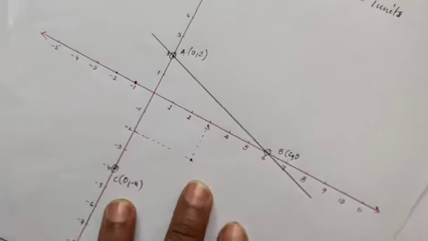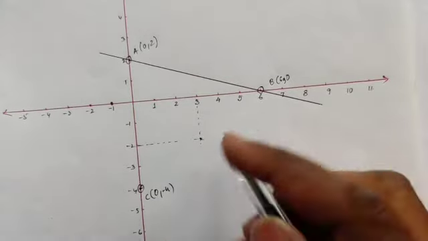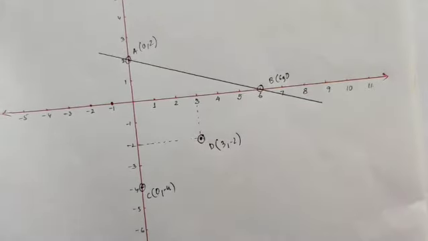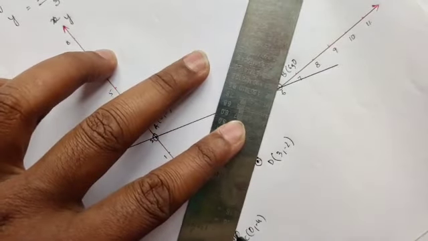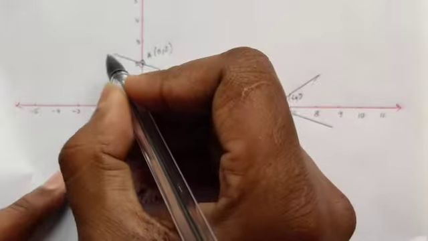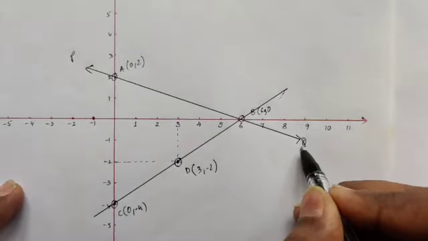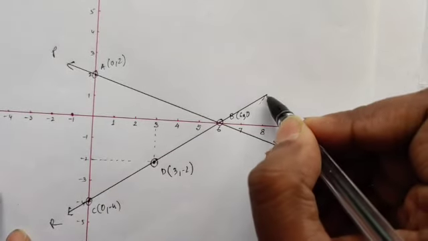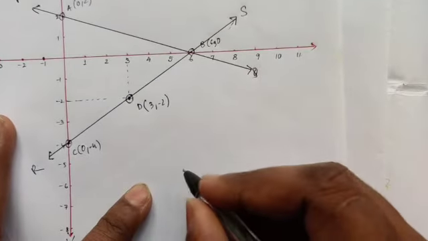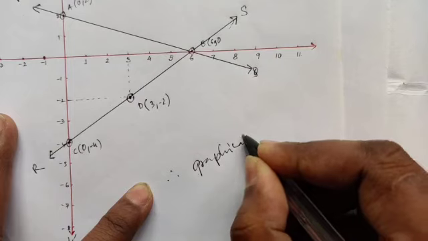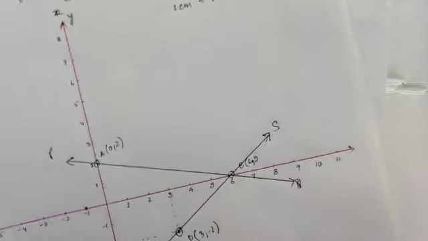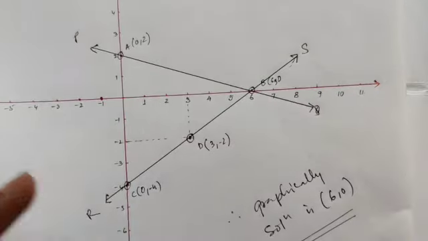Since I'm drawing on plain paper, I need the help of the scale. In graph paper you do not face this problem. So this will be our D point, which is 3, minus 2, and joining these 2 points will give the graph of our second equation. See, I'm joining these 2 graphs. So this is PQ, the graph of the first one, and RS, the graph of the second one. If you observe carefully, they are intersecting at the same point, whose coordinates are 6, 0. Therefore graphically the solution is 6, 0. If you solve this with the algebraic method, you will get the same solution 6, 0. I hope you have understood.